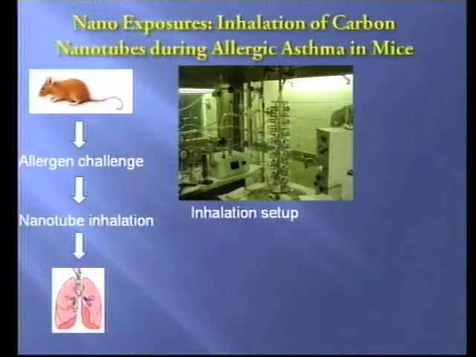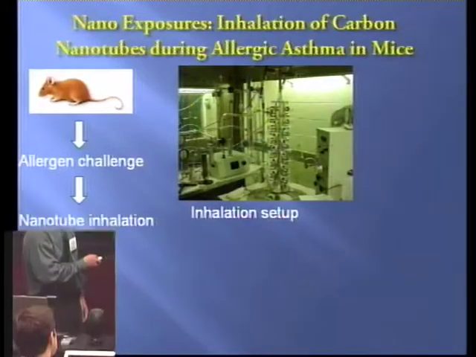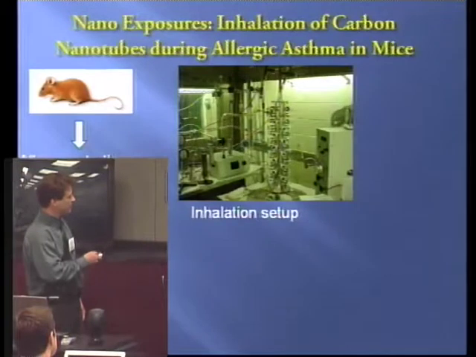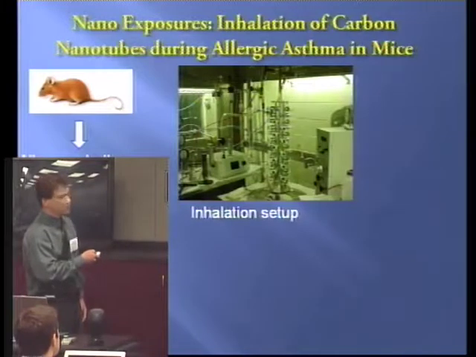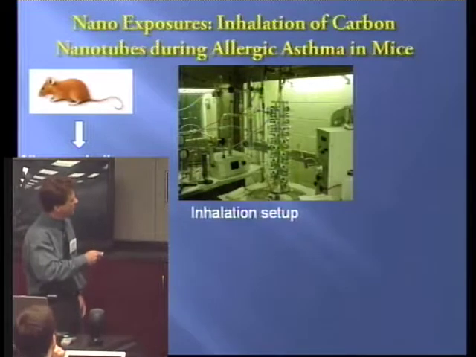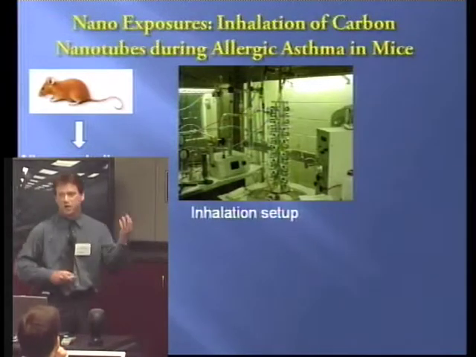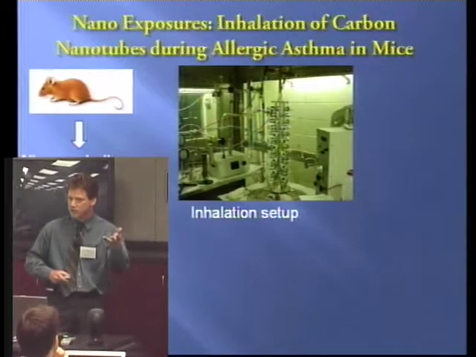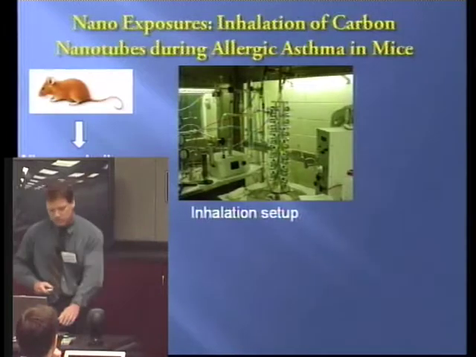This is an inhalation setup. For those of you who haven't seen one before, this was done at the Hamner Institutes in Research Triangle Park. This is a column where mice go into these little glass tubes, and they sit in there comfortably for about 6 hours. And then the nanotubes are nebulized over here and then go up through a tube, and then we can also tell how big the aggregates are and how much nanotubes they're getting exposed to and so on.